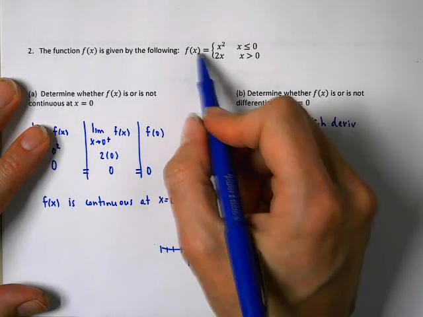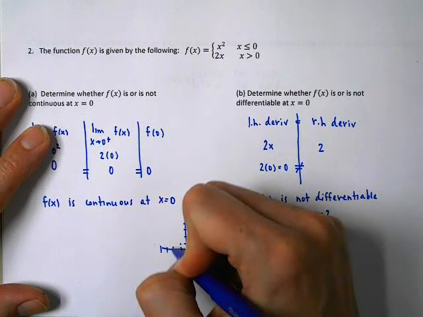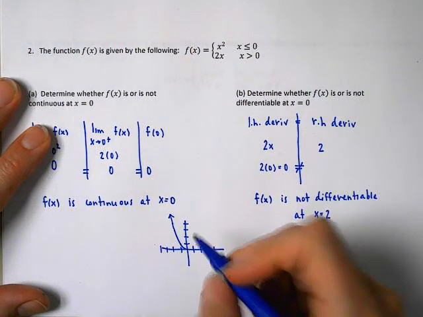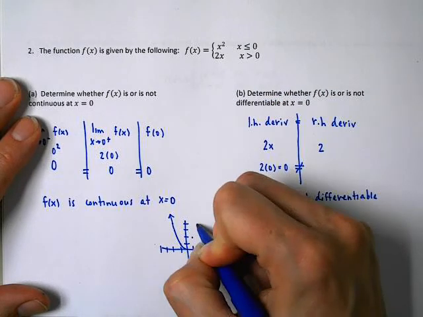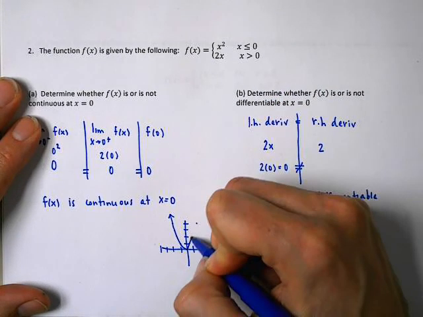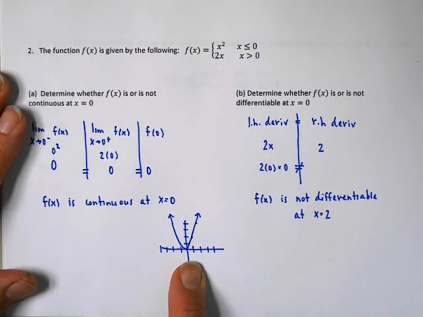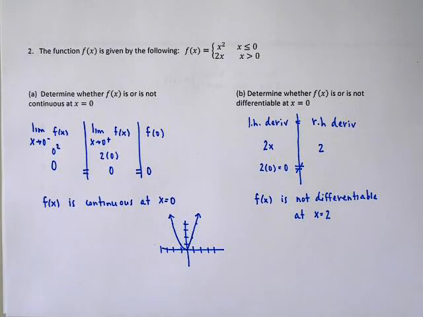For x less than or equal to 0, I'm defined by x squared, so I know I look something like this. For x greater than 0, I'm defined by 2x, so it looks like this. It's kind of a cross between a corner and a cusp there. But again, those slopes are not going to match at x equals 0, so we know we're not differentiable. The graph just confirms what we found out with our calculus and algebra.